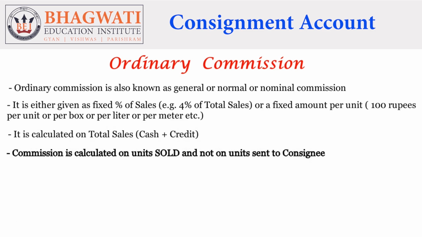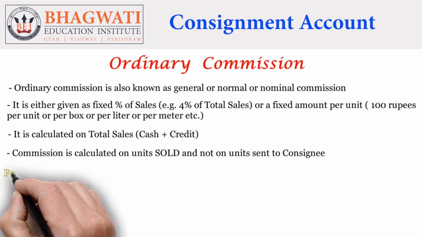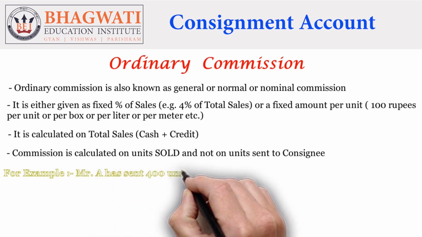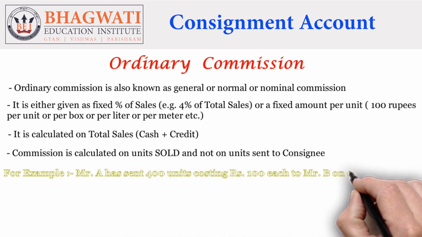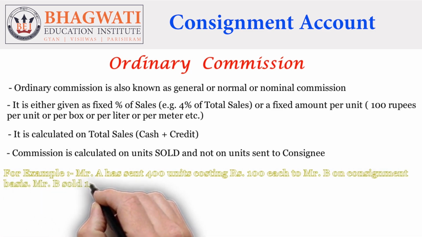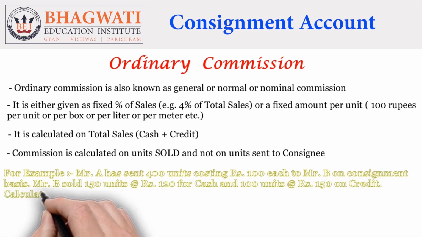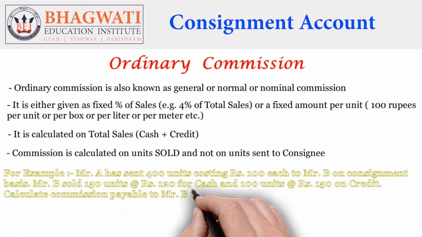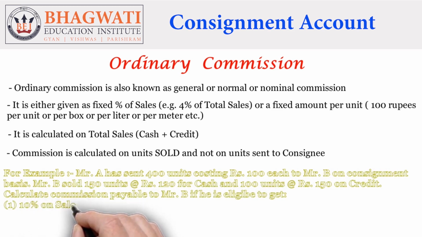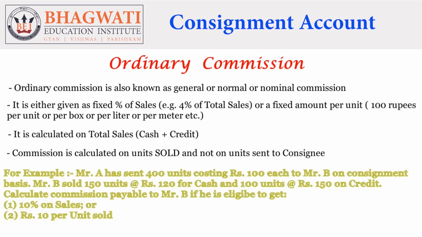Now let us understand this particular commission with a small example. Mr. A has sent 400 units costing rupees 100 each to Mr. B. Mr. B sold 150 units at 120 for cash and 100 units at 150 on credit. Now what if Mr. B is entitled to get 10% commission on sales, or what if he is supposed to get rupees 10 per unit sold? So we have considered here both types of conditions, right? What if this option is there? What if the other option is there?